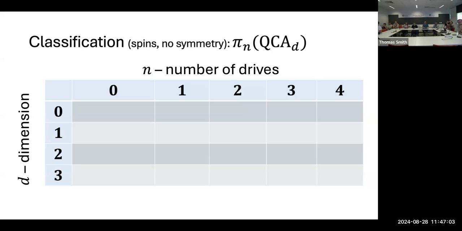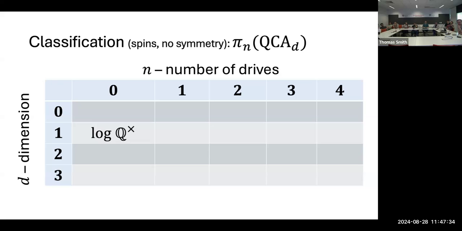Okay, so we can go and consult the math literature and see how much of this table has already been filled out by other people. So there are some. So pi0 of QCA1, right? Connected components of QCAs in one dimension were classified some time ago. They have a log rational classification, which is maybe already telling you this is not going to be so simple.